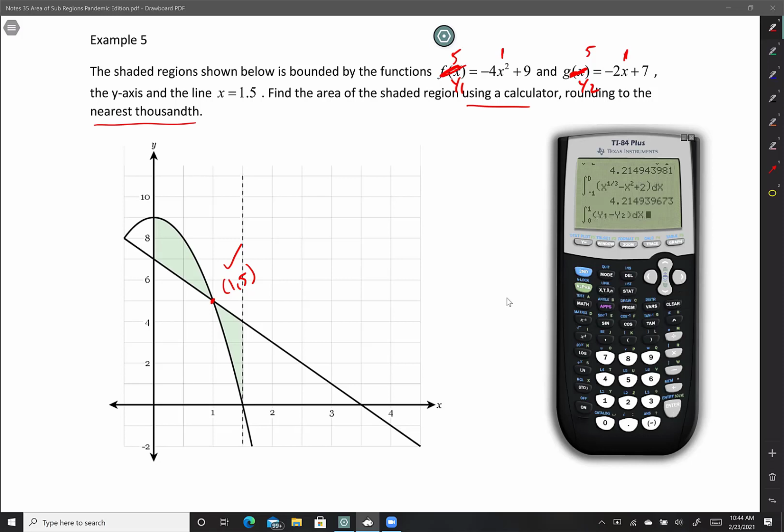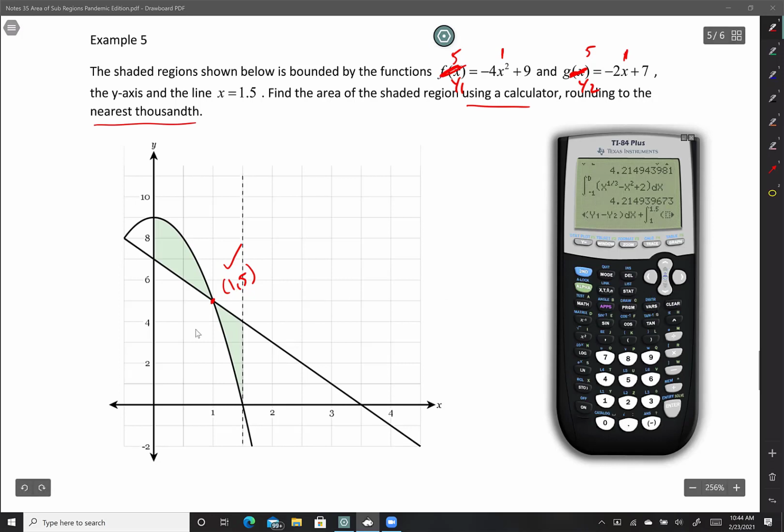Don't push enter yet. I want to add this region, the second region here. Push plus. Now, which one's on top after I pass x equals 1? This time the order changes. Which one's on top now? The linear line, right? So I'm going to go math 9 again, and I'm going to go from 1 to 1.5.